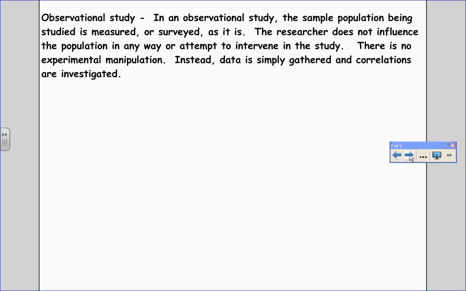Okay, lastly, an observational study. In an observational study, the sample population being studied is measured or surveyed as it is. So that's the important piece. As it is. The researcher does not influence the population in any way or attempt to intervene in the study. There is no experimental manipulation. Instead, data is simply gathered and correlations are investigated.